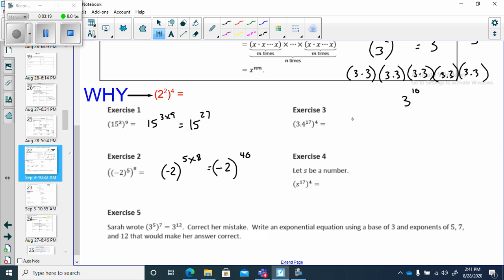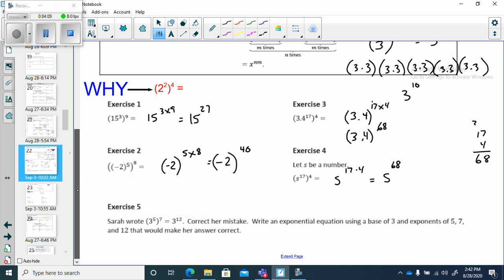3.4 to the 17th power raised to the 4th power. So 3.4 is my base. I'm going to raise that to the 17 times 4 power. So what I do is I need to multiply 17 times 4. 7 times 4 is 28. 4 times 1 is 4. 5, 6. That's 68. Okay, so that would be 3.4 to the 68th power. And then I've got s to the 17th power raised to the 4th power. It doesn't matter what your base is, I get the same thing. S to the 17 times 4, or s to the 68th power.